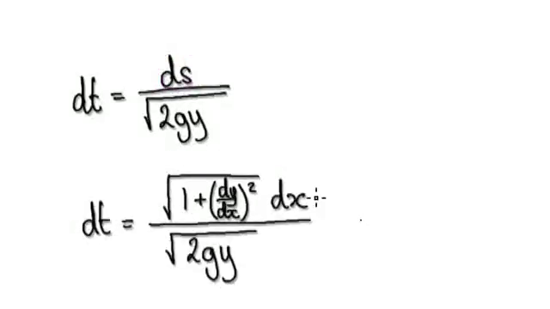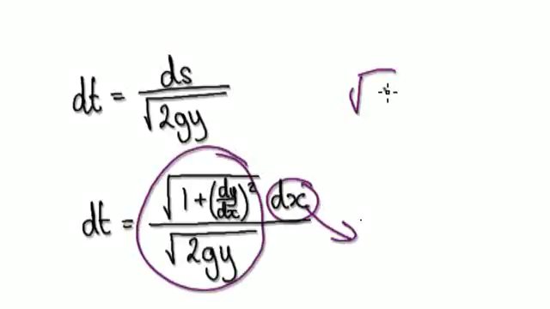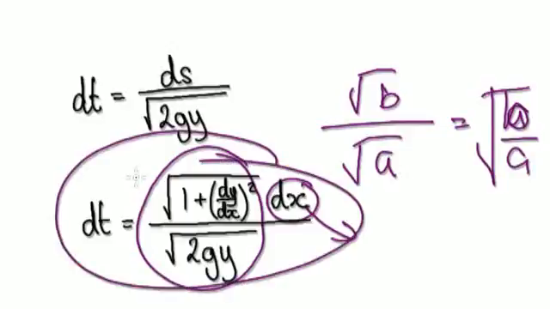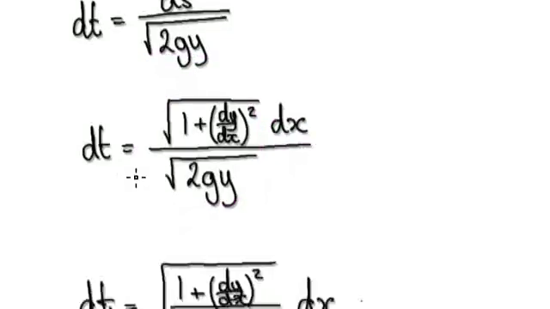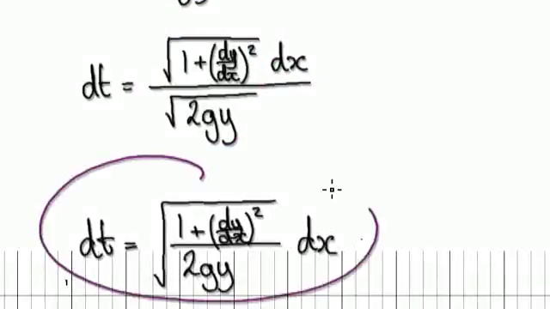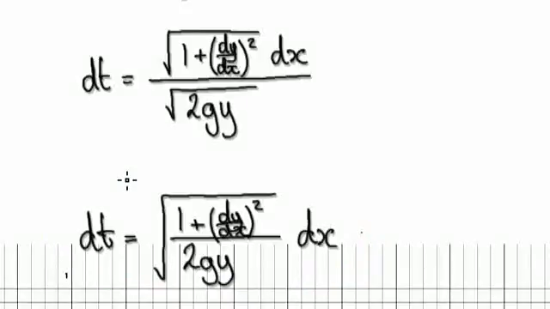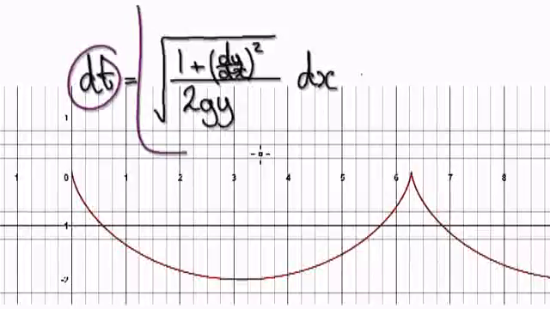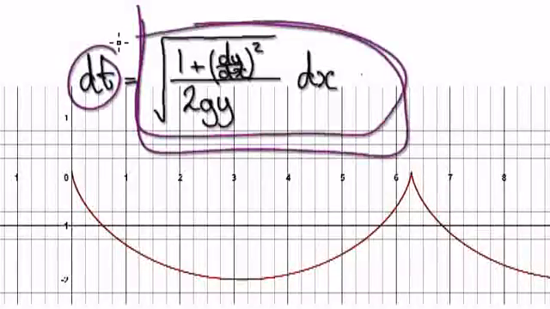So now move this out here, and then you've got this thing here. So root b, well, this here is the same as root b over a, and so on. This thing here will then become this. So what this is saying now is that we are now at this stage here where dt equals this thing.